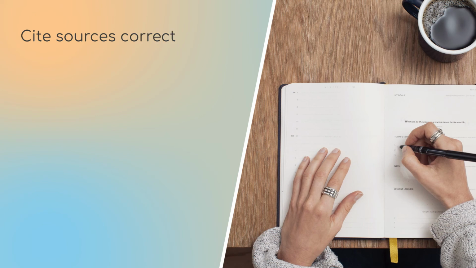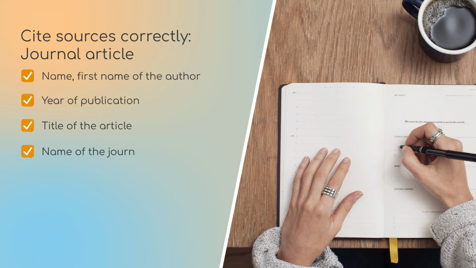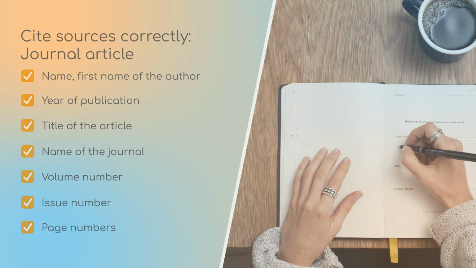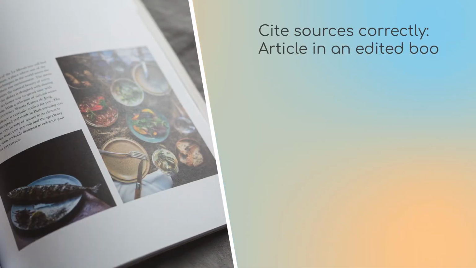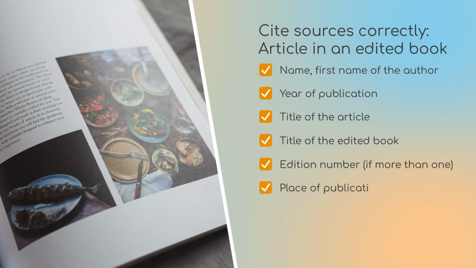For articles from journals, this information should be provided: the author's last name and first name, the year of publication, the title of the article, the name of the journal, the volume, the issue, and the page numbers of the article in the journal. If you want to list articles from edited books, you must include the following information: the author's last name and first name, the year of publication, the title of the article, the title of the edited book, if necessary the edition number, the place of publication, optionally the publisher, and the page numbers of the article in the edited book.